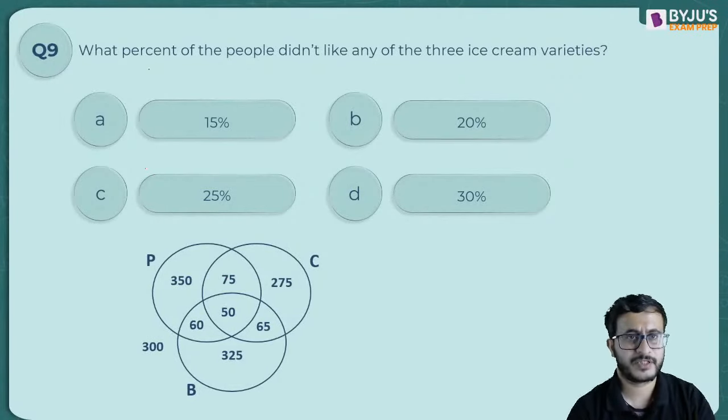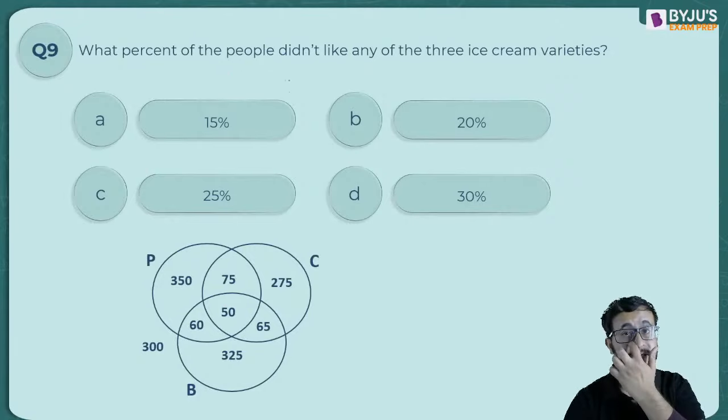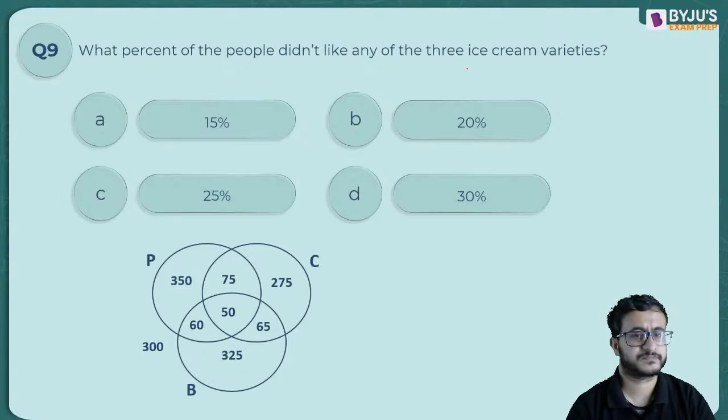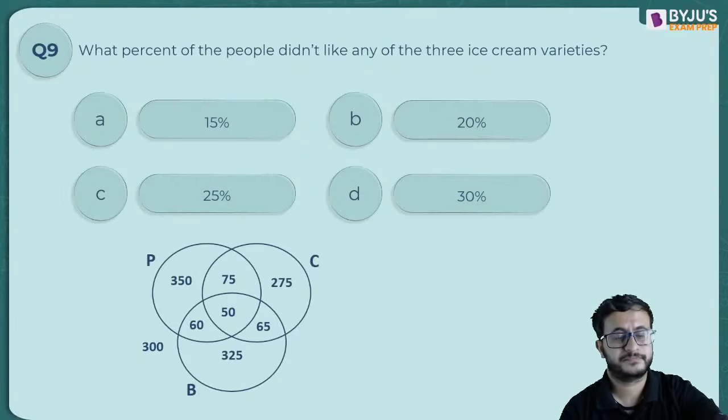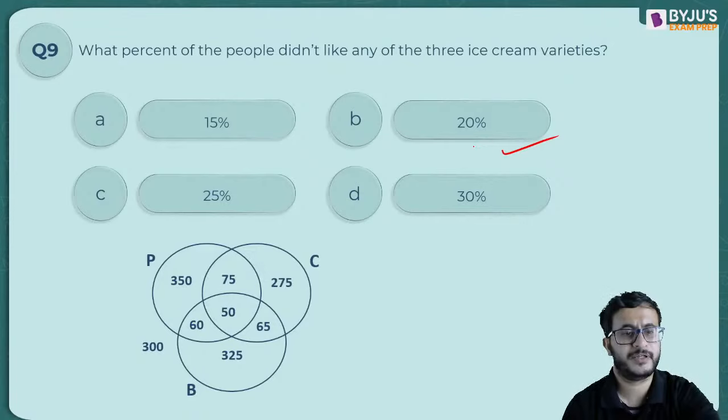Now we'll answer the questions. What percent of the people didn't like any of the 3 ice cream varieties? So there are 1500 people. ठीक है, 1500 में से 300 do not like anything. So 20% of the people don't like any of the 3 varieties.